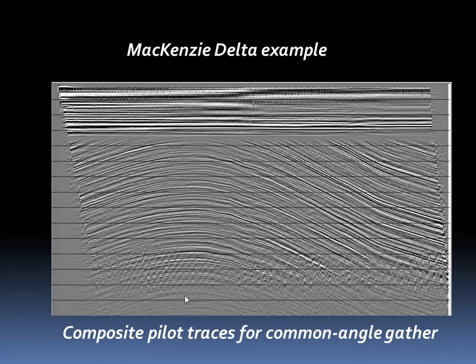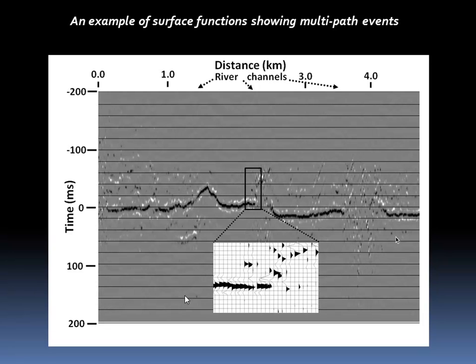So when we do that horizon smoothing and create pilot traces, this is what the pilot traces look like for one particular common angle gather. And remember that for these data, I believe we have about 200 different common angle panels. So this is only one of 200. And we generate these pilot trace panels for each common angle gather. When we do that and do the interferometry, we come up with surface functions.